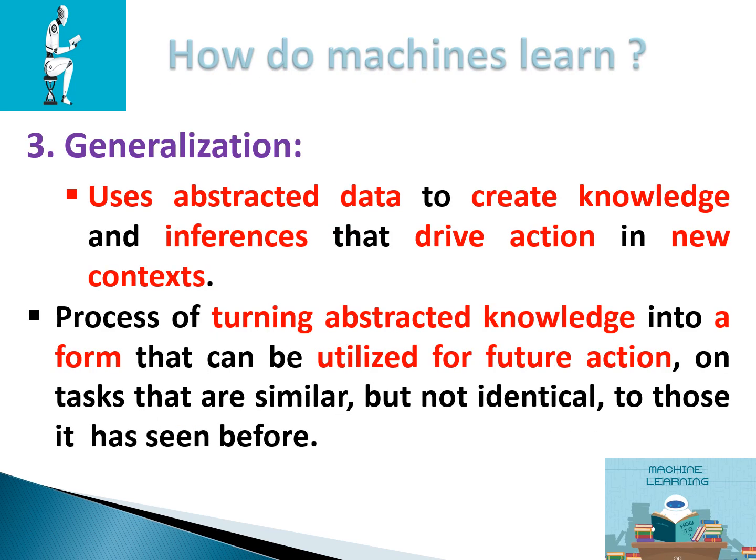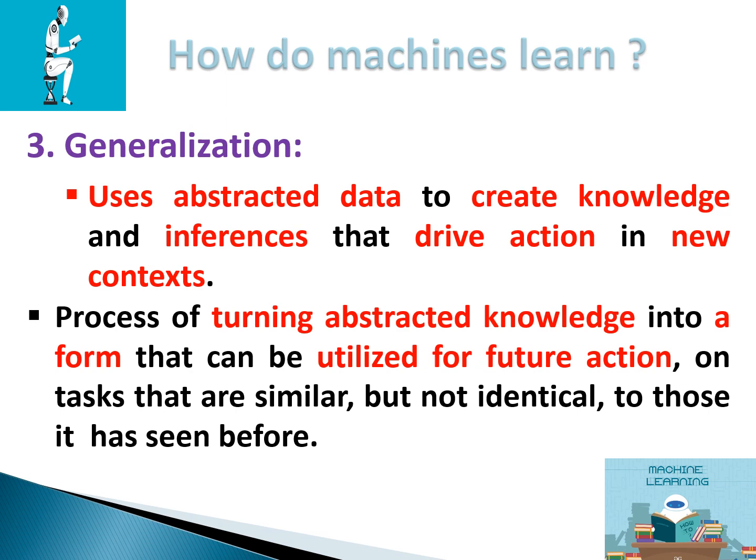The third step in the learning process is generalization. So far we have some abstract data in our hand, or in the machine. In the third stage, it uses the abstracted data to create knowledge and inferences that drive action in new contexts. So here we have some abstracted data with us. Using that abstracted data, we are trying to create knowledge, as well as make inferences, or make some conclusions about the data.